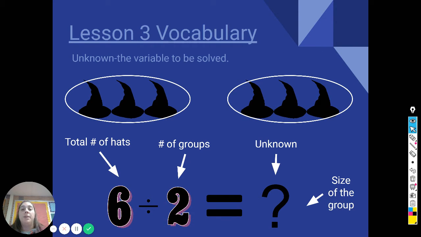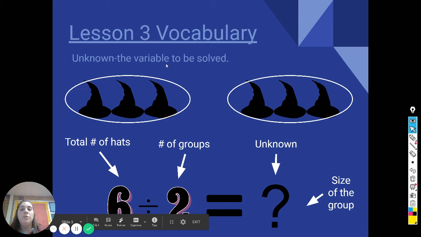Next for our vocabulary is unknown. Unknown is the variable to be solved. So we have the same picture as before. We have our 2 groups with 3 hats in each group. So the total number of hats is the 6. The number of groups is 2. And the unknown, okay, that's the answer that we're looking for.